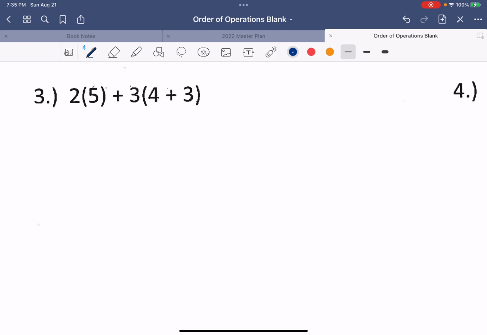All right. Now, here is where I was talking about yesterday with the multiplication and using the parentheses for the multiplication. Now, let me ask you really quick. Do I need to do anything with this 5 right here?